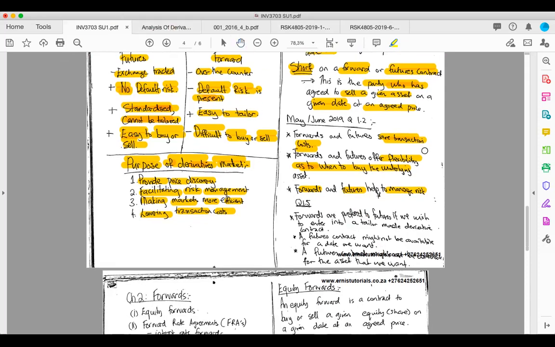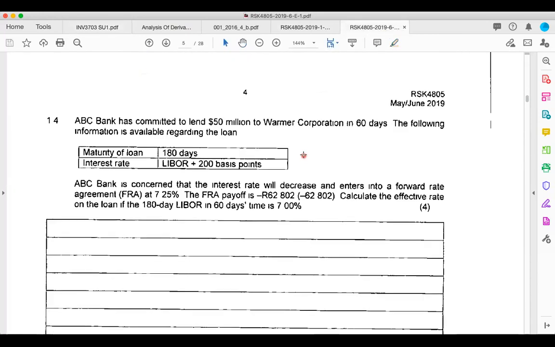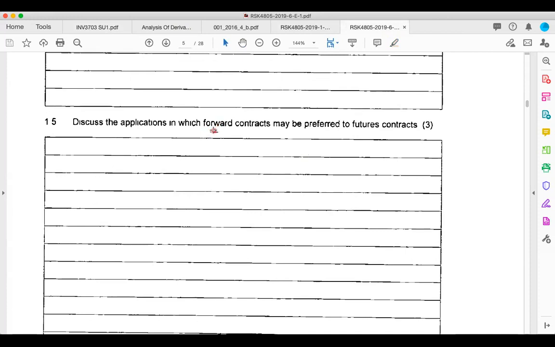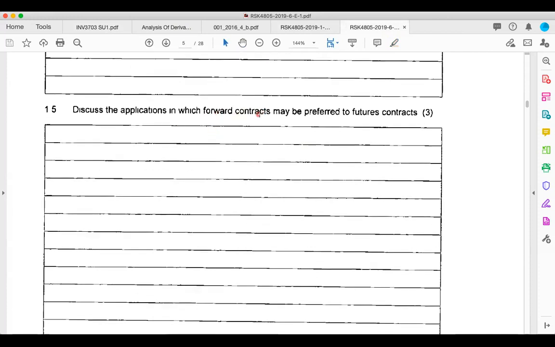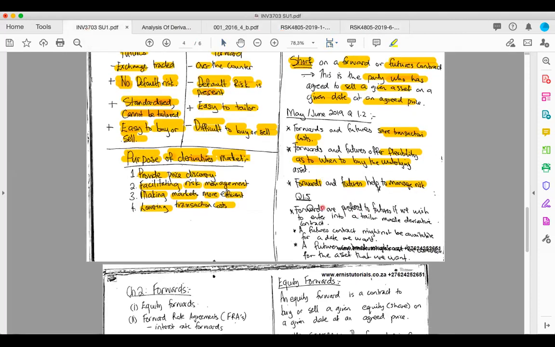Okay, so that's important. And then there was also question 1.5. Question 1.5 says, discuss the applications in which forward contracts may be preferred to futures contracts. We are told forward contracts are preferred to futures contracts if we wish to enter into a tailor-made derivative contract. Remember, the advantage of forward contracts over futures contracts is that they can be tailor-made to the needs of the investor.